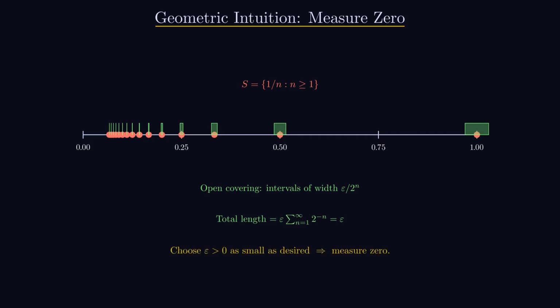The total length is epsilon times the sum of 1 over 2 to the n, a geometric series summing to 1. So the total length is just epsilon. Since epsilon can be chosen as small as we like, S has measure 0 despite being infinite.